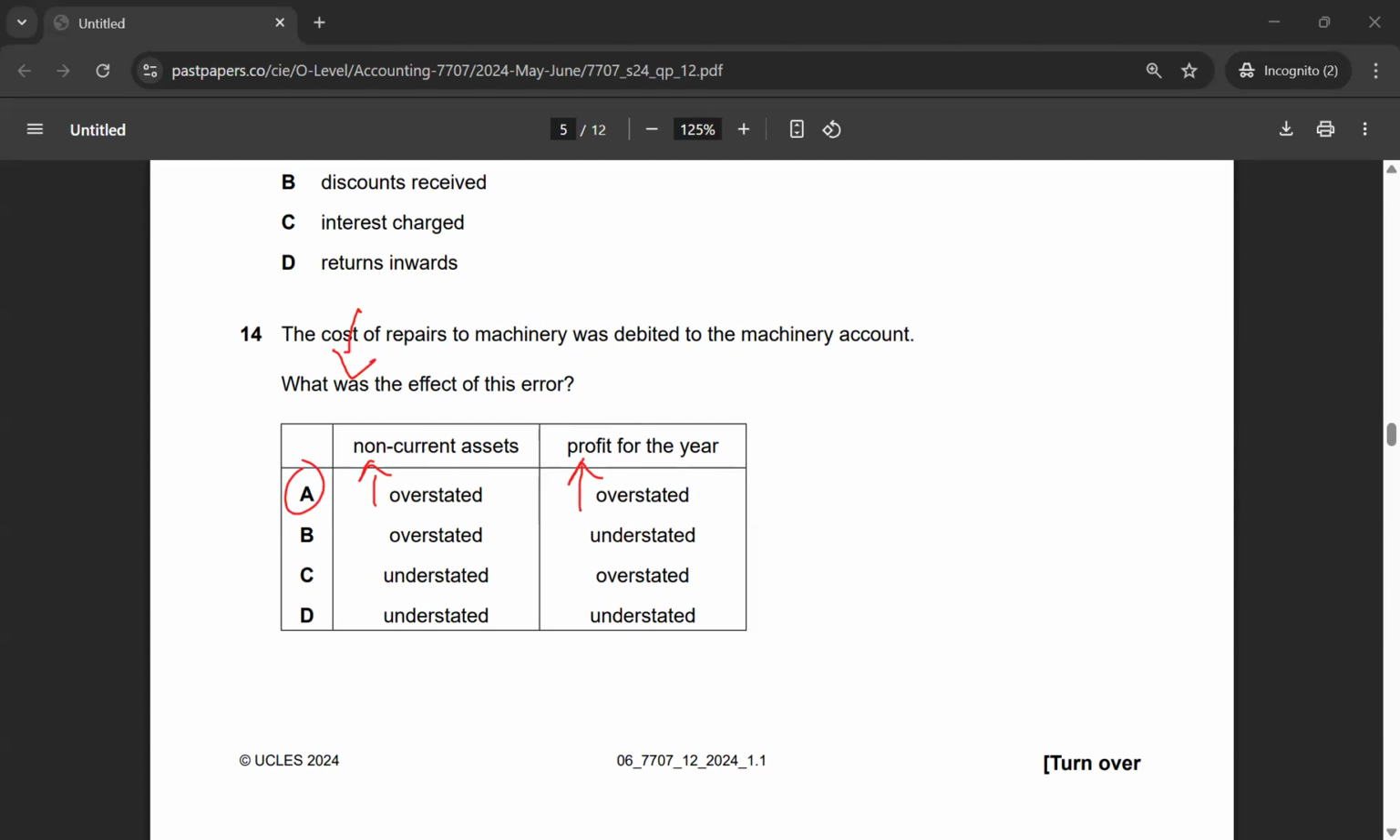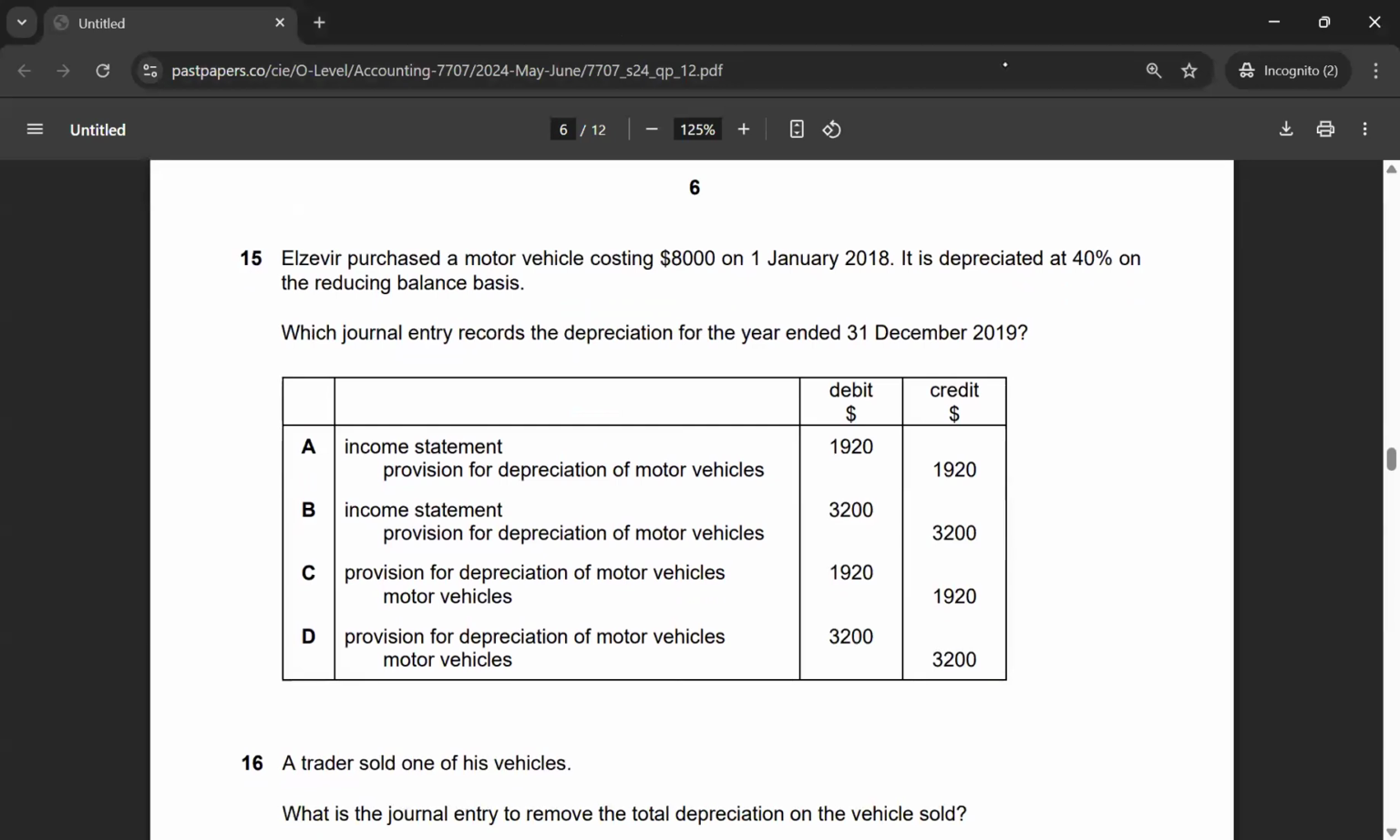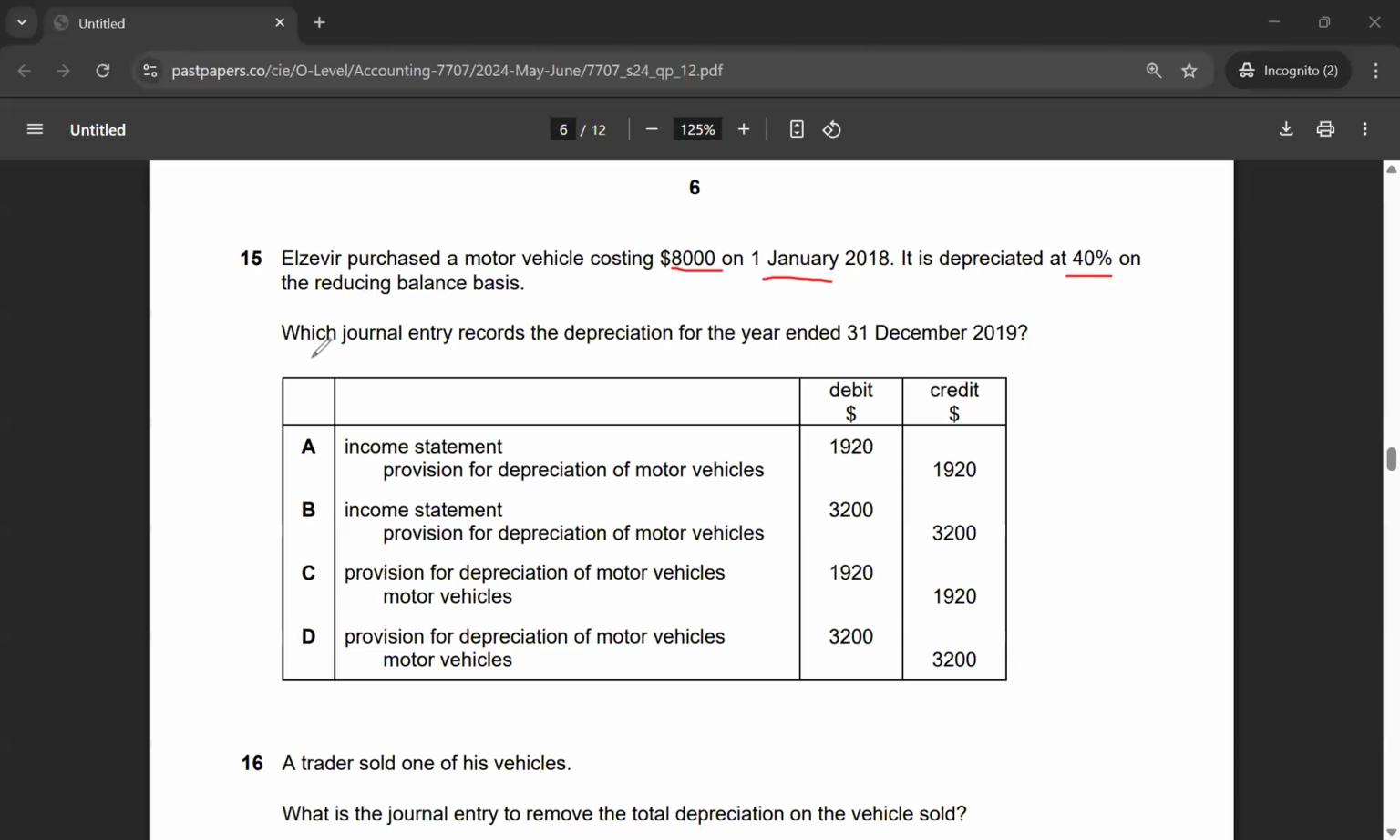Let's look at multiple choice 15. Elsevier purchased a motor vehicle costing $8,000 on 1st January 2018. It is depreciated at 40% on the reducing balance basis. Which journal entry records the depreciation for the year ended 31st December 2019? So it was purchased at the beginning of 2018, and then we need to calculate the depreciation expense or the journal entry on 31st December 2019. So usually it's going to be income statement and provision, not this. So C and D would be incorrect. So it's either A or B.